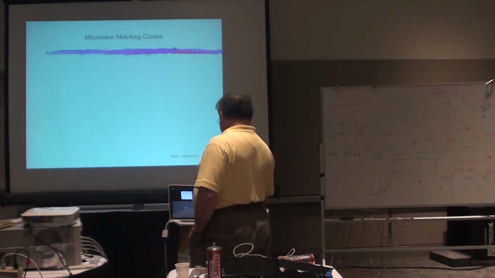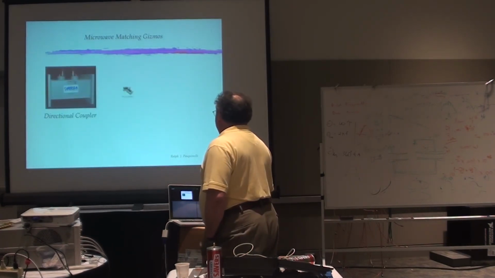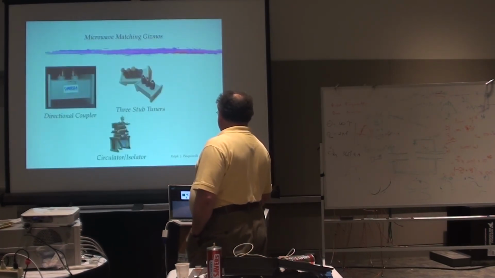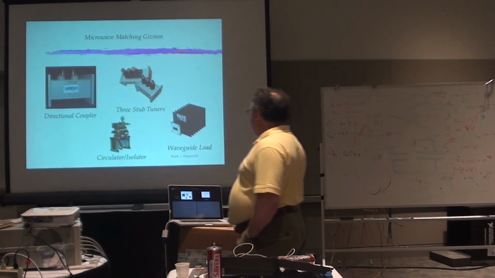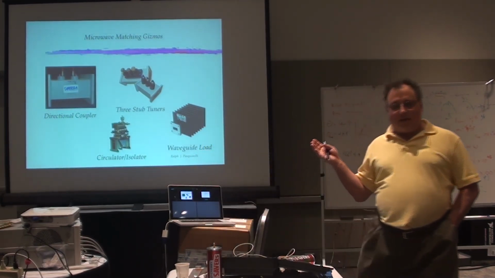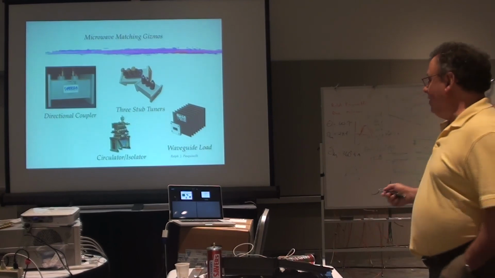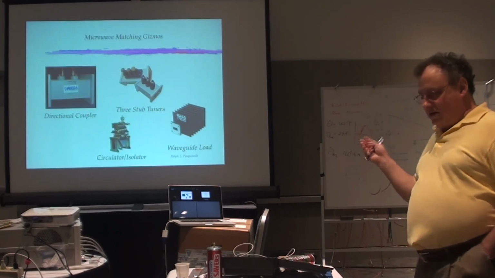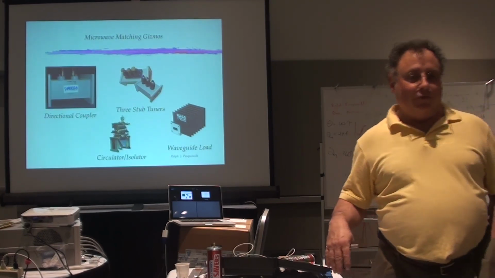Okay. All right, so now how do we do matching in microwave language? All right, well, in order to be able to match something, you have to be able to see which way the waves are going, this way and that way. That's what directional couplers do. Some of you already measured directional couplers. All of you will eventually measure directional couplers.